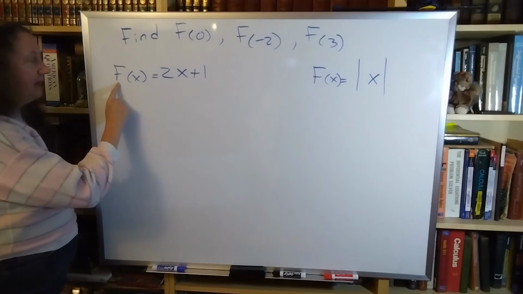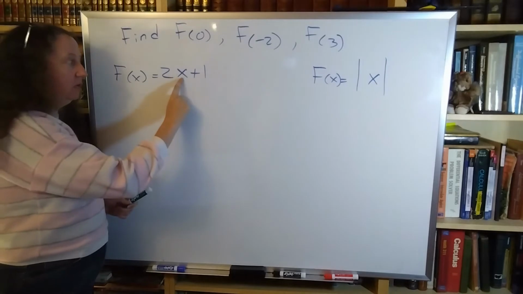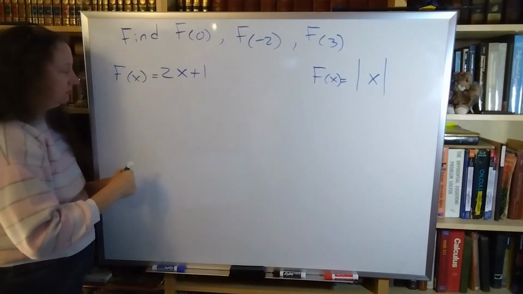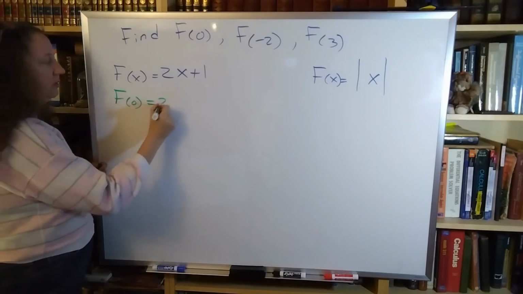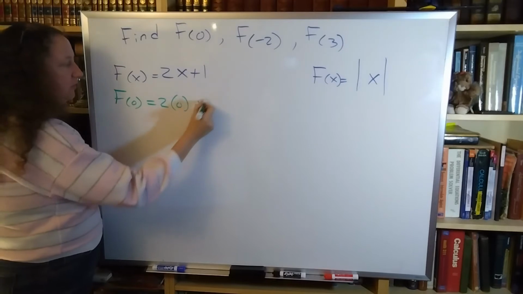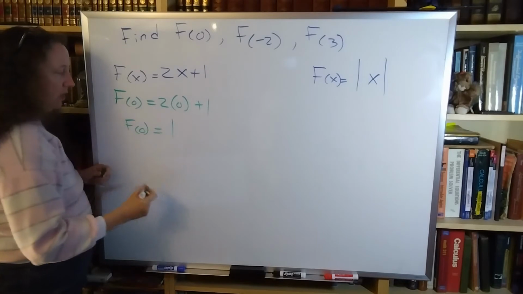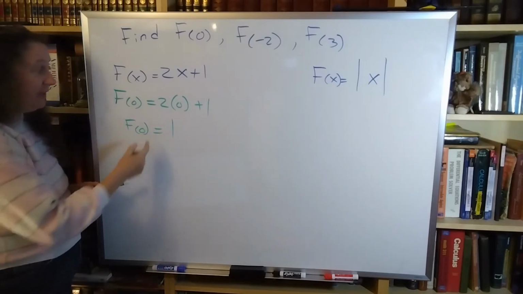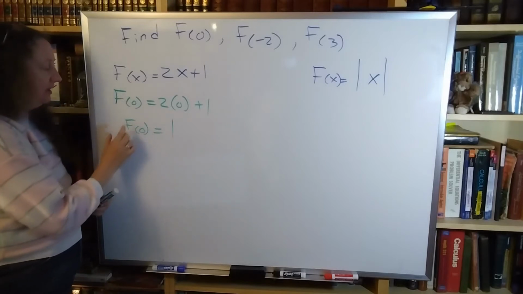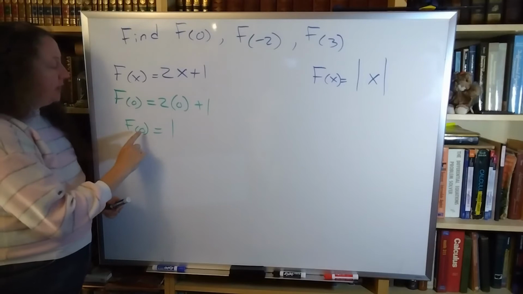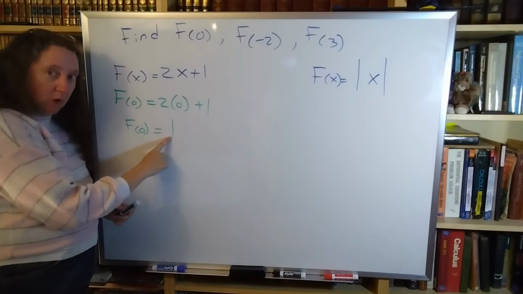So I find my function f. I see that my input variable is x, so I replace my x's with 0. So I have f of 0 equals 2 times 0 plus 1. So f of 0 equals 1. That's all that is asking you to do. You cannot divide that 0 over. You leave it like that, saying, my function name is f, I replaced my independent variable with 0, and I got the answer of 1.